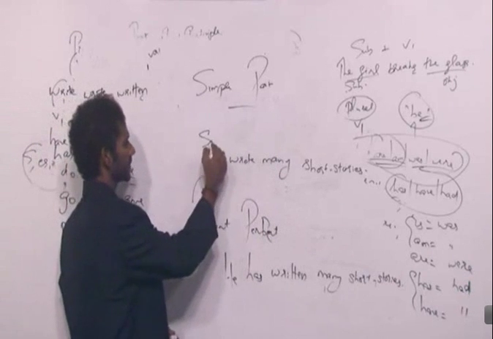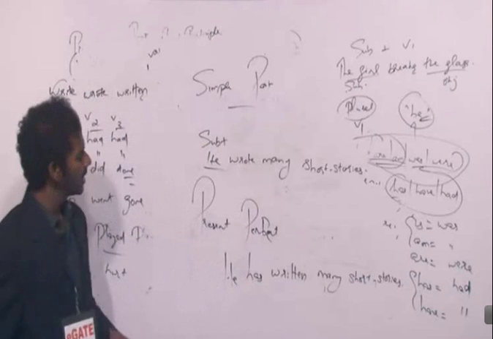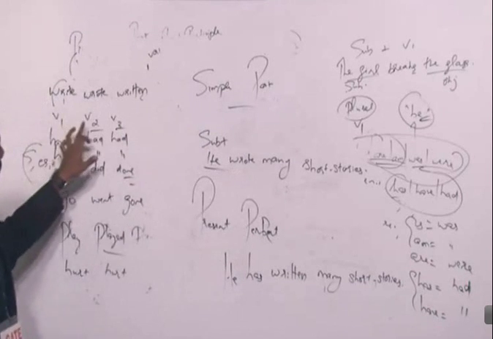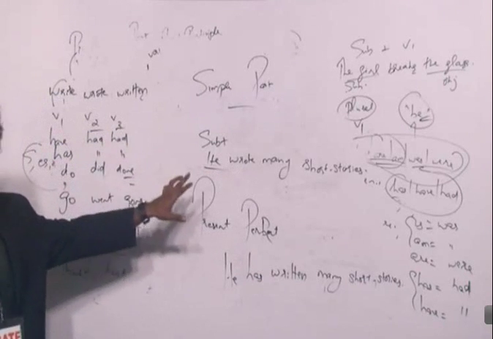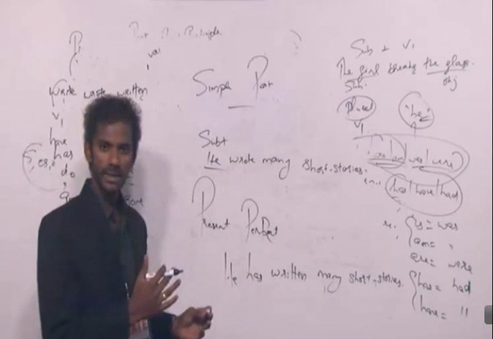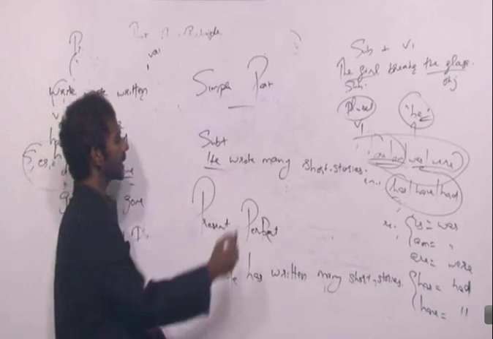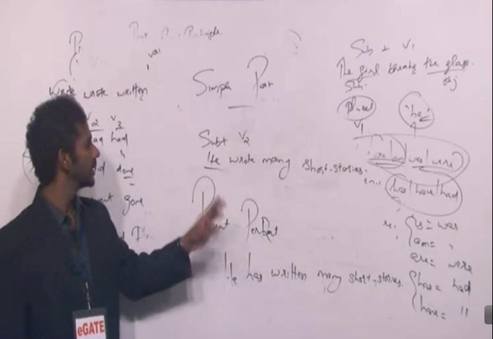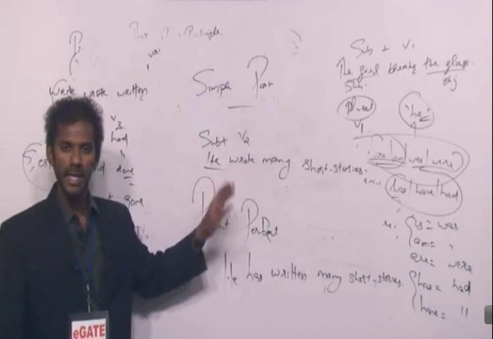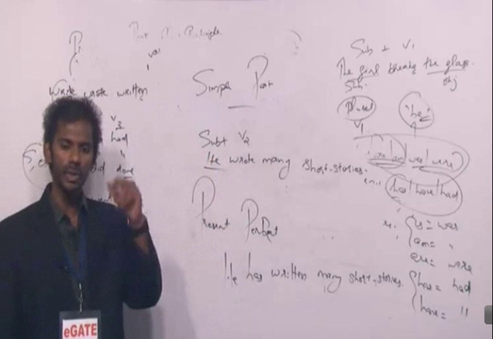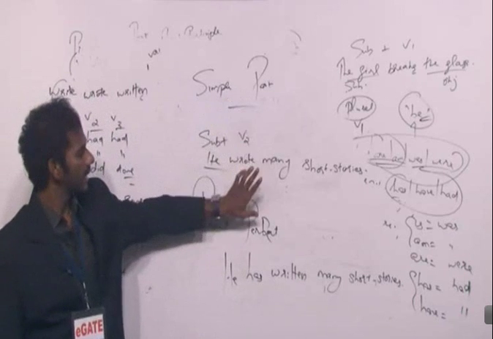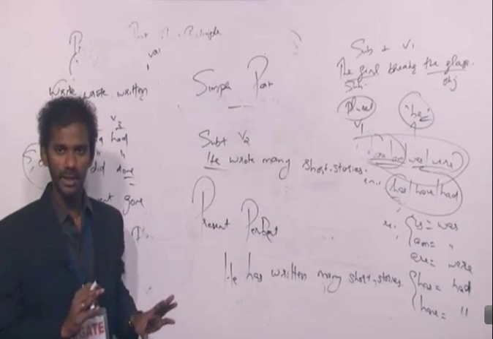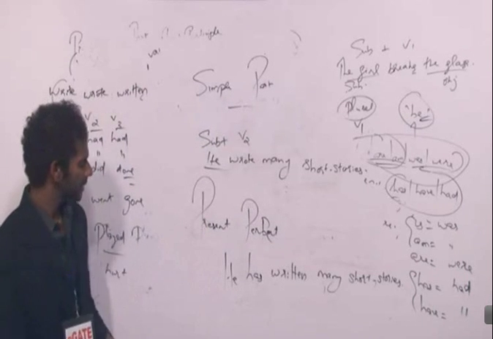He is the subject, plus wrote is the verb here. Wrote is V1 or V2 or V3? Wrote is V2. Clear? It's write, wrote, written. So this sentence is in the order subject plus V2. And subject plus V2 is a rule of which category? Simple past. So I can say this sentence is in the simple past tense. Got it?